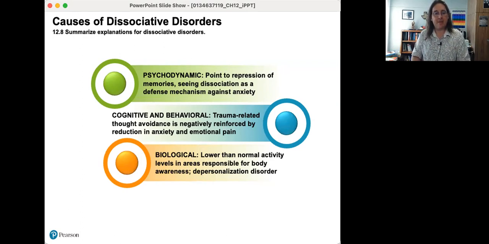So psychodynamic, some explanations for dissociative identity. Moon Knight also gives.